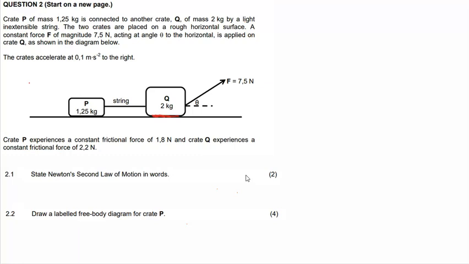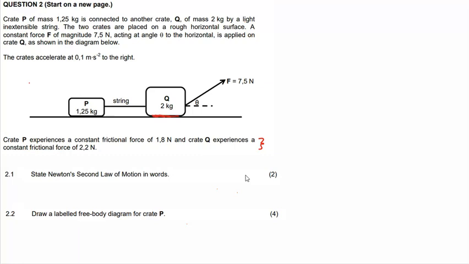So they say that we have a constant force of magnitude 7.5 N acting at angle theta to the horizontal, and we can see that it's applied, and we are also given the acceleration as 0.1 meters per second squared. So the first question, they want us to state Newton's second law. We are coming to this statement. Newton's second law, I'm not going to work on that. I need you to go and consult your exam guideline on how to define Newton's second law.